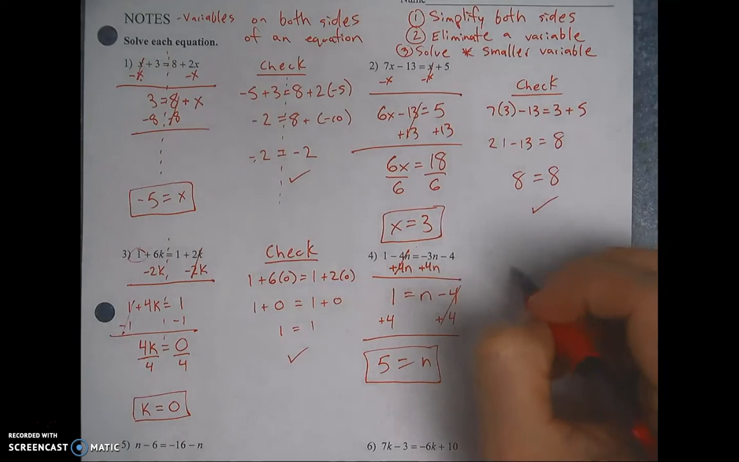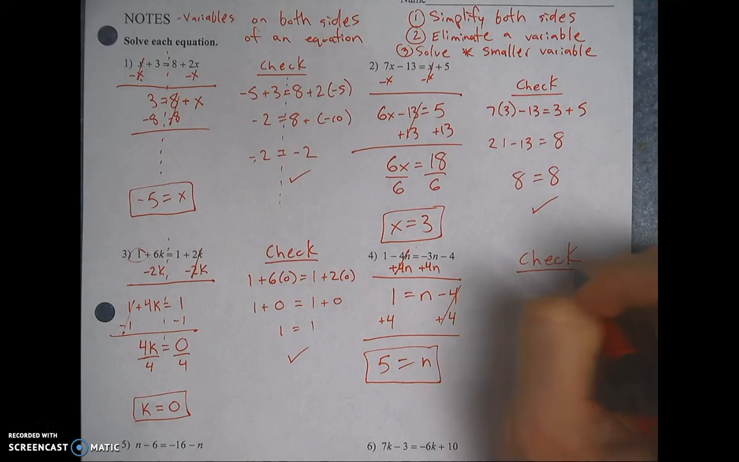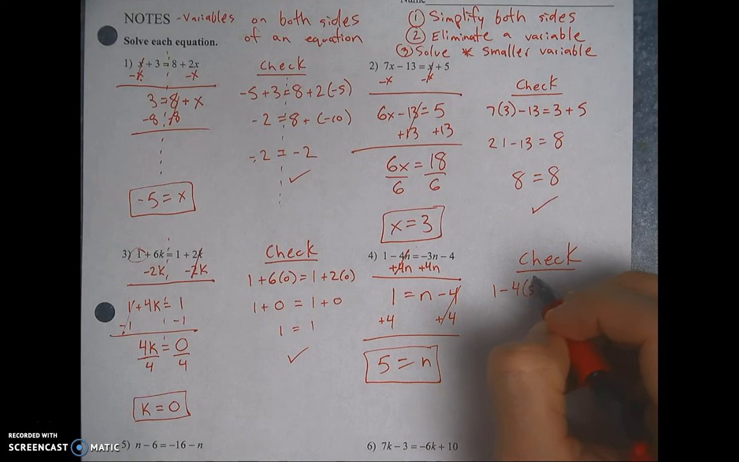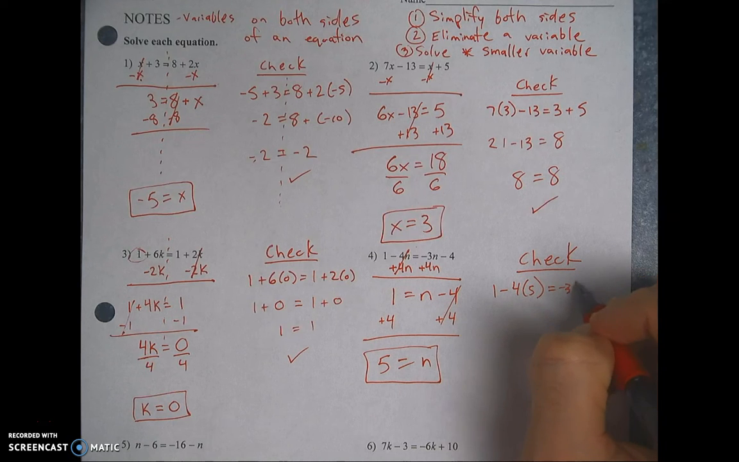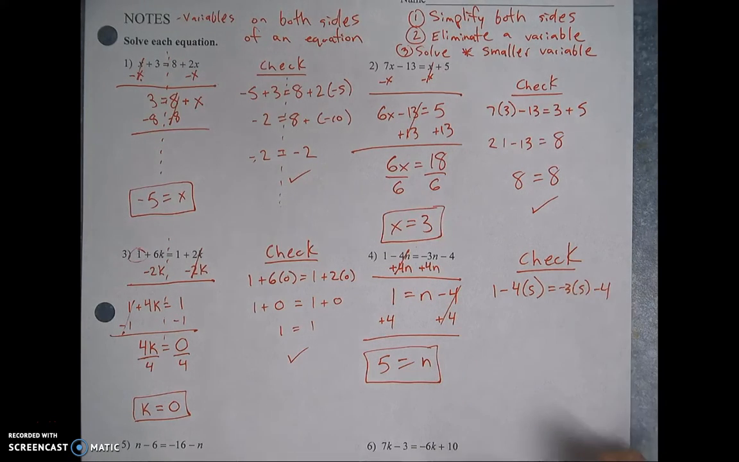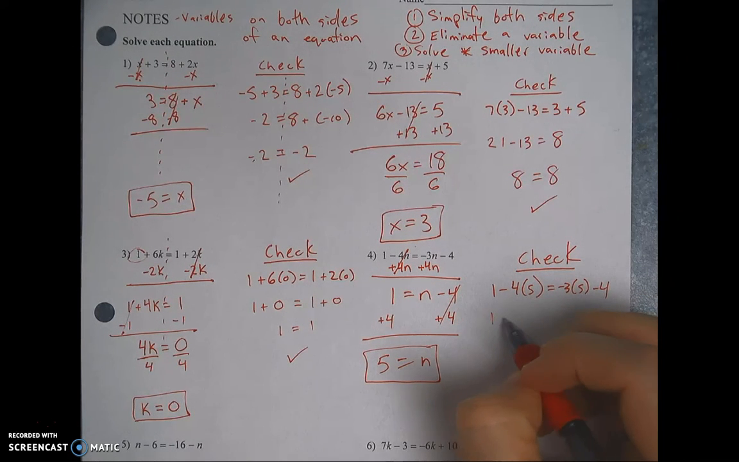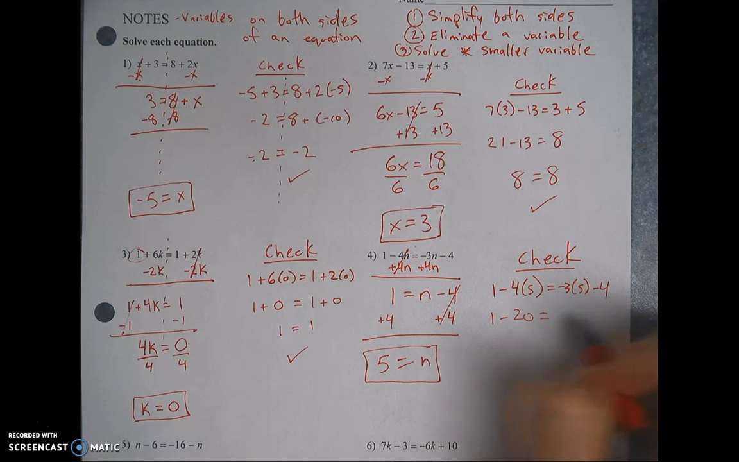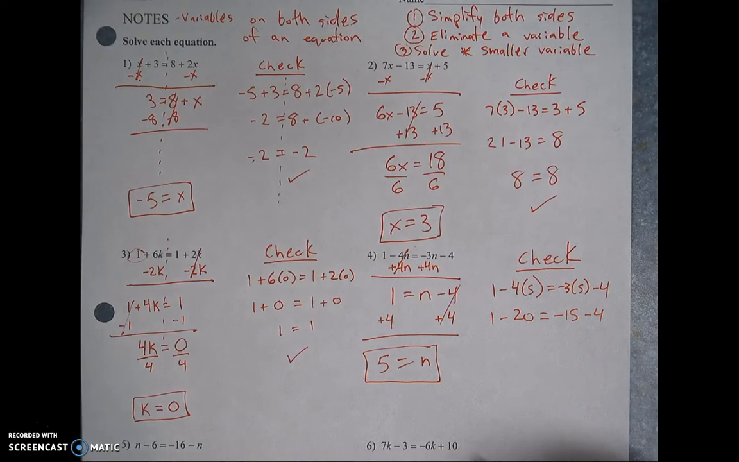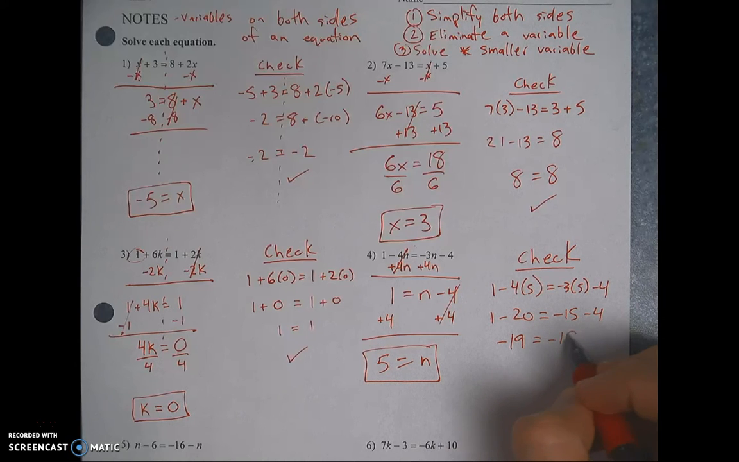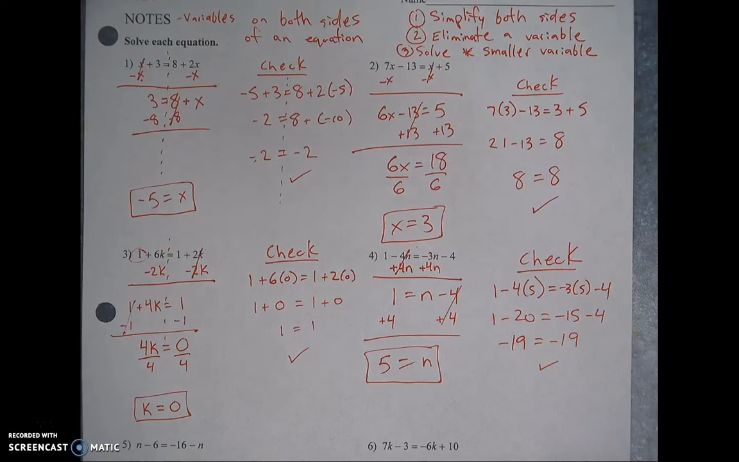Let's try the check. 1 minus 4 times 5 equals -3 times 5 minus 4. Let's see if that's true. One step at a time on each side. So first multiply. So it's 1 minus 20. Over here it's -15 minus 4. So 1 minus 20 is -19. -15 minus 4 is -19. It's good.